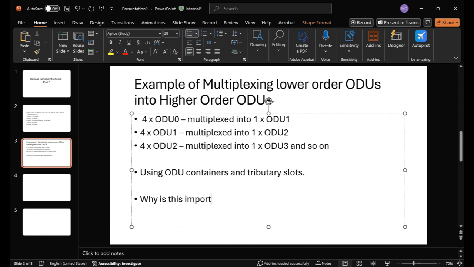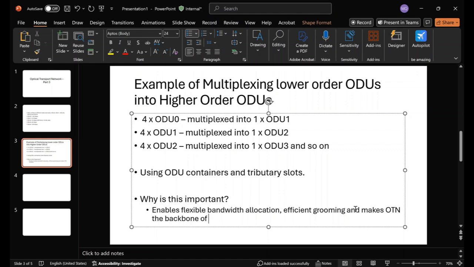Why is this important? It enables flexible bandwidth allocation, efficient grooming, and makes OTN the backbone of multi-service transport.